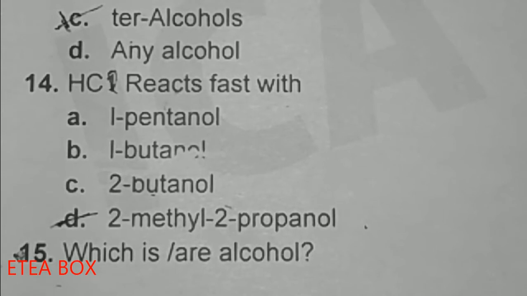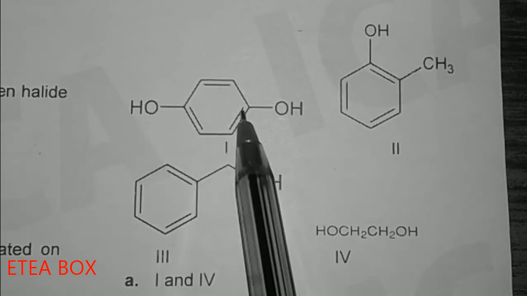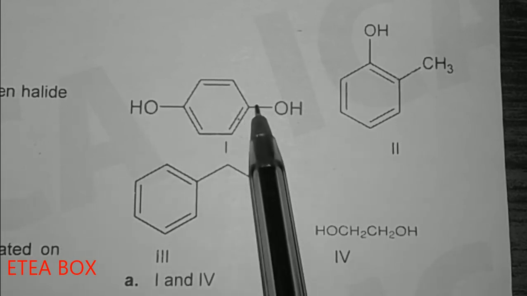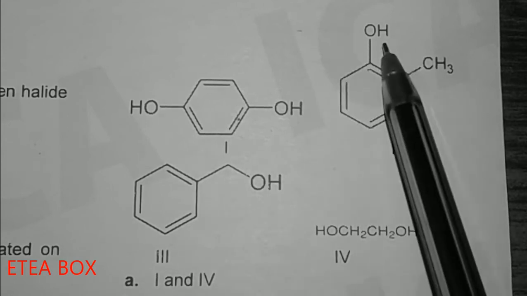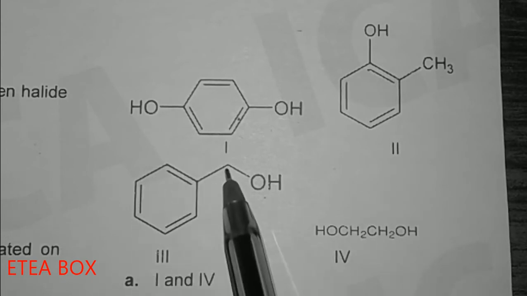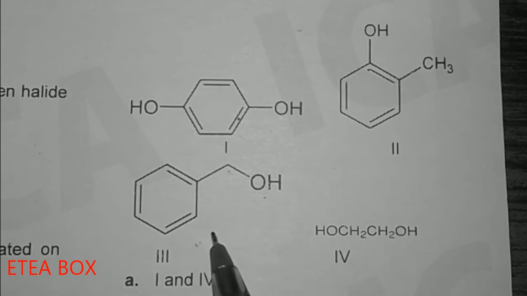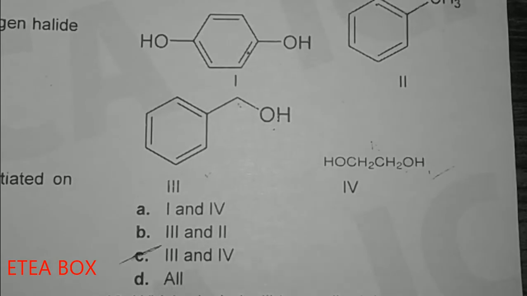Which one is our alcohol? Now look at here, an alcohol is the one which is not directly attached to the aromatic ring, okay? Look at this one, these two are directly attached to the aromatic ring, which means that they are not alcohol, okay? This one is also directly attached to the ring, so this one is not alcohol. Look at this one, it is not directly attached to this ring. Here a carbon is present, so it means that this one is alcohol. And look at this one, it is attached to the R group, so this one is also alcohol. So the 3 and the 4 are alcohol. Option C is correct here, okay?